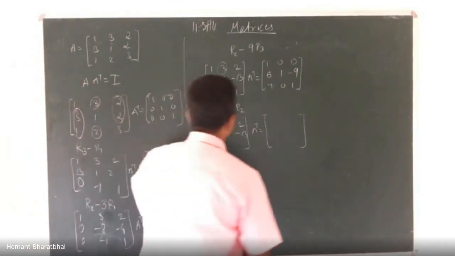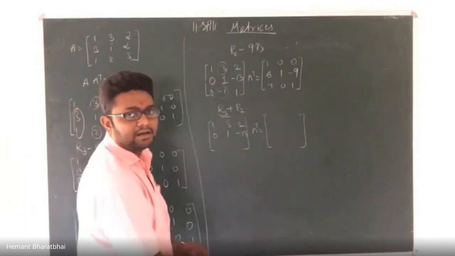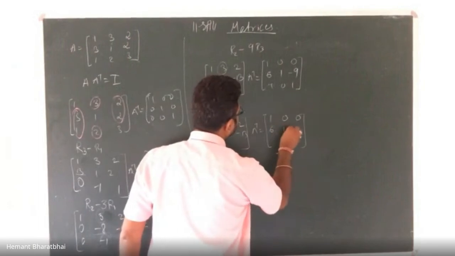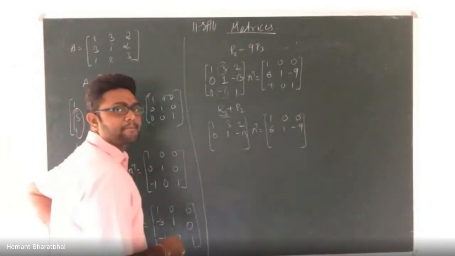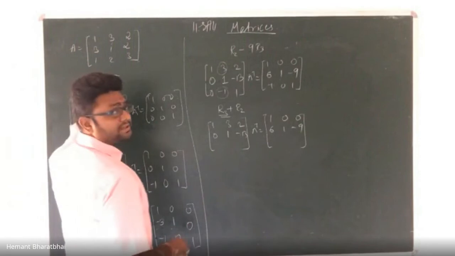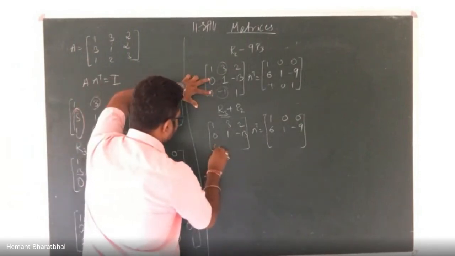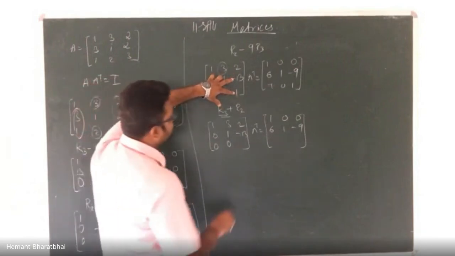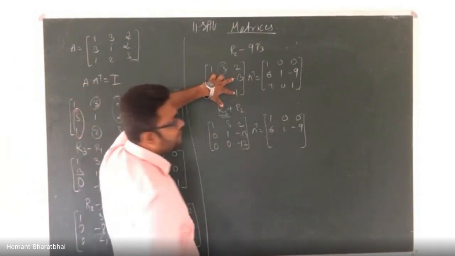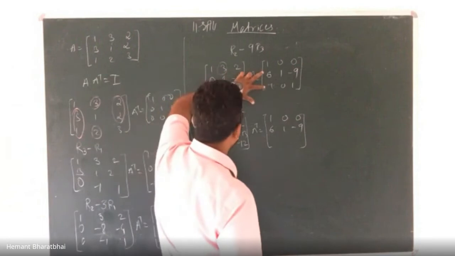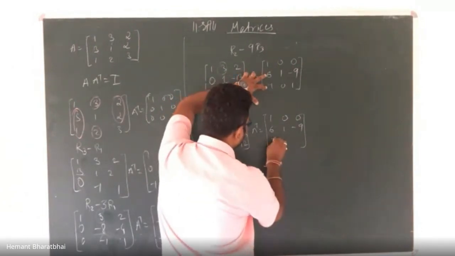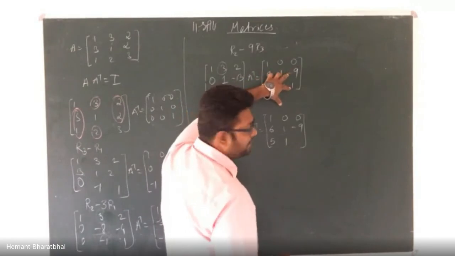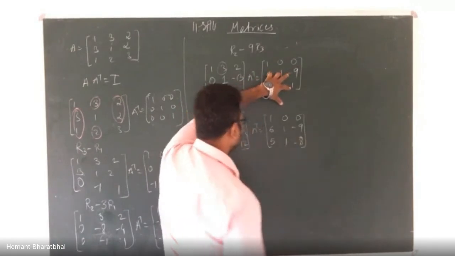So I'm going to do transformation in R3. So R1 and R2 are as they are: 1, 0, 0, 6, 1, minus 9. Now R3 plus R2, so 0 plus 0, that is 0, minus 1 plus 1, that is 0, and 1 minus 13, so that will be minus 12. Over here R3 plus R2, minus 1 plus 6, 5, 0 plus 1, that is 1, 1 minus 9, that will be minus 8.